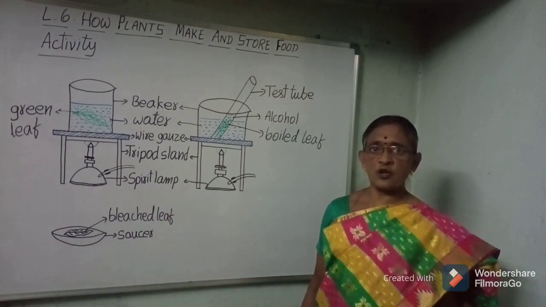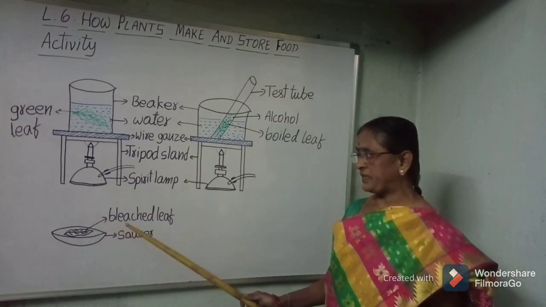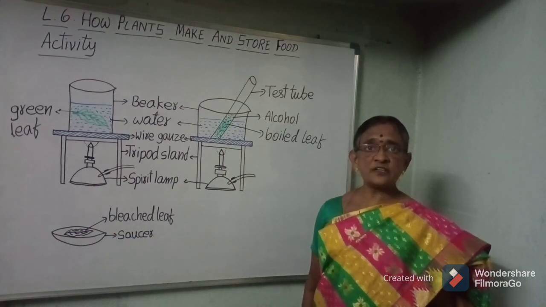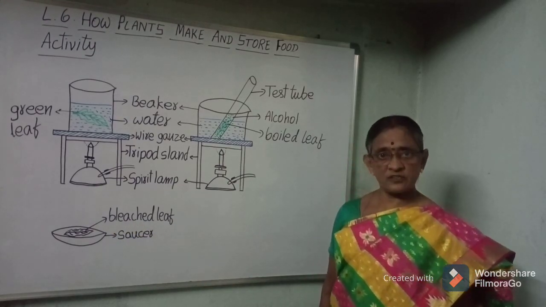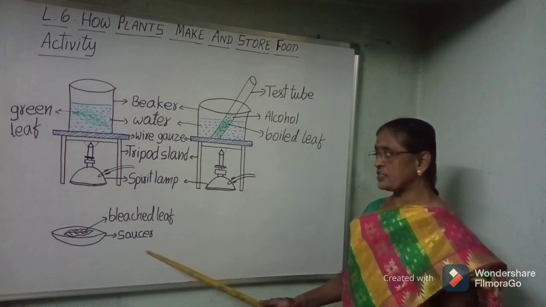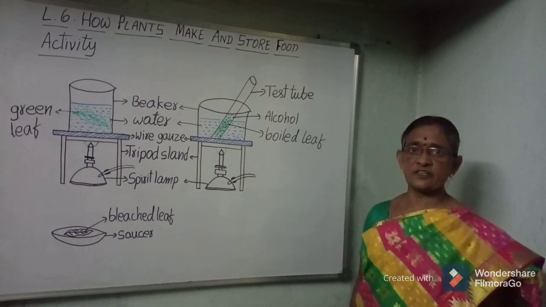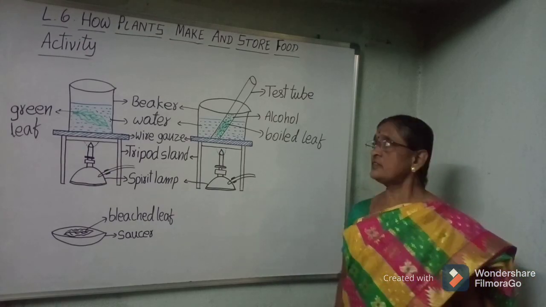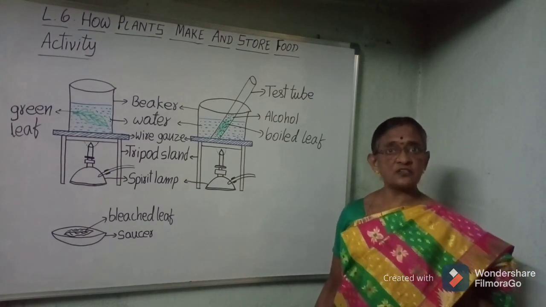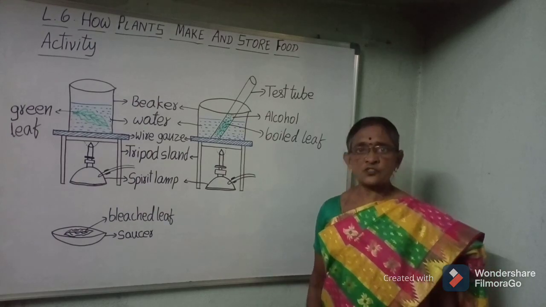Add 1 or 2 drops of iodine solution to the bleached leaf. It immediately turns into bluish black color. So this change to bluish black color indicates the presence of starch in the leaf. By the above experiment, we proved that leaves contain starch.